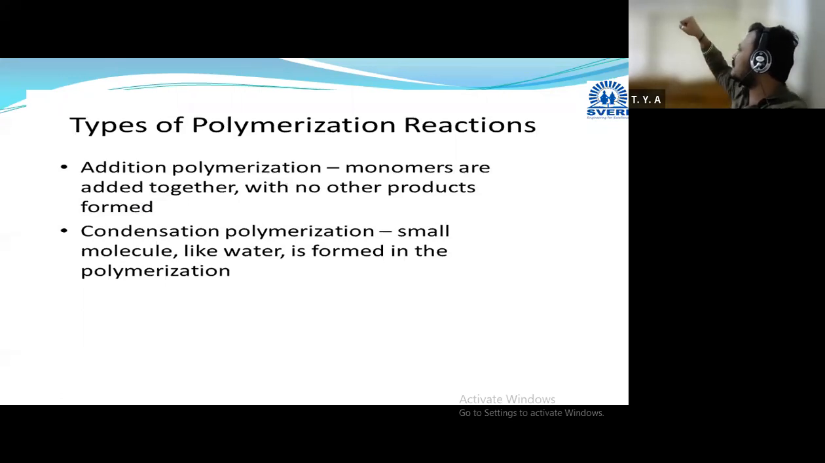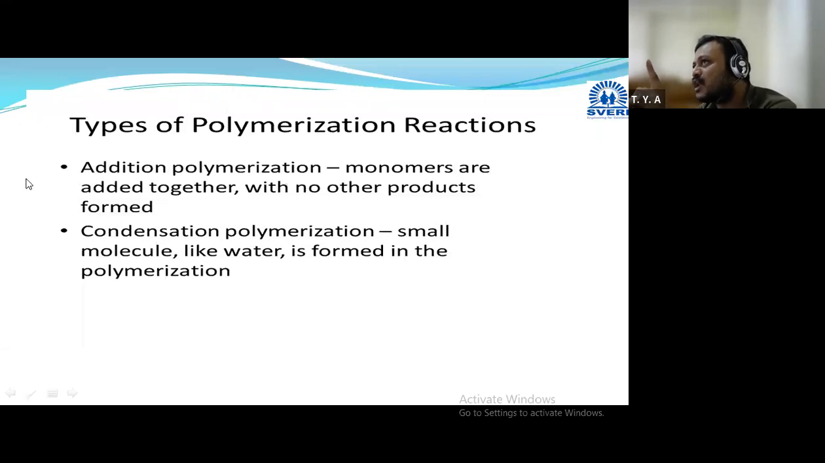That single molecule will be considered as a monomer. And if we are linking a number of monomers together, that will be polymerization. Are you getting this? And if in this polymerization process any byproduct is formed, like water, then that process is condensation polymerization. And if no other byproduct is formed, then it is addition polymerization.